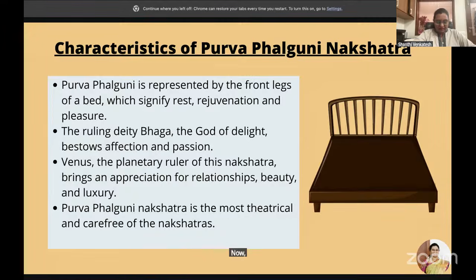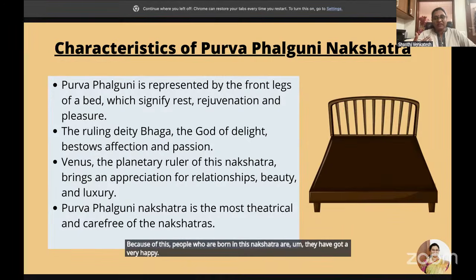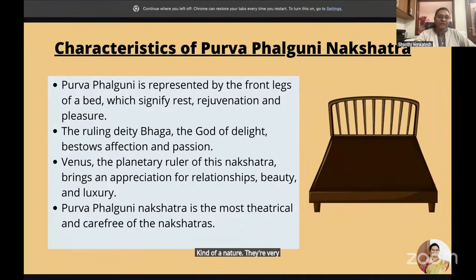Now, what does a cot represent? A cot is there for relaxation. When you're tired, you lie down on the cot. It is for relaxation, it is for enjoyment, it signifies leisure. So, that is what Pubba Nakshatra signifies: rest, rejuvenation, and pleasure. And the deity for Pubba Nakshatra is Bhaga. Bhaga is known as the god of delight. Because of this, people who are born in this nakshatra have a very happy kind of nature. They're very pleasant, very happy.